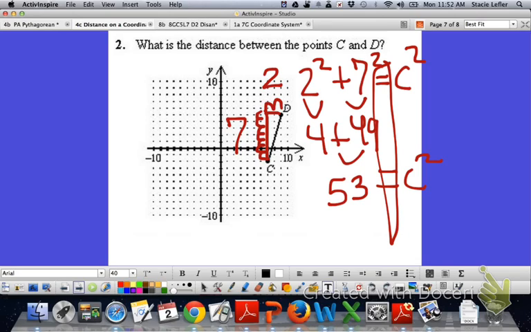But again, that's not C. We want C just by itself, so we square root both sides. And the square root of 53, rounded to the nearest tenth, is 7 3/10.